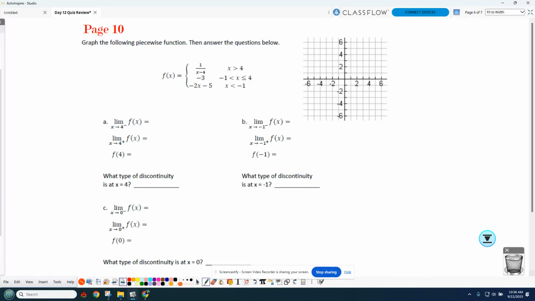Here's the one that's hard. There's 3 pieces. Can you graph it? -3. Constant the whole time from -1. Whoa. Open circle. Where are you at? What's -2 minus 5?